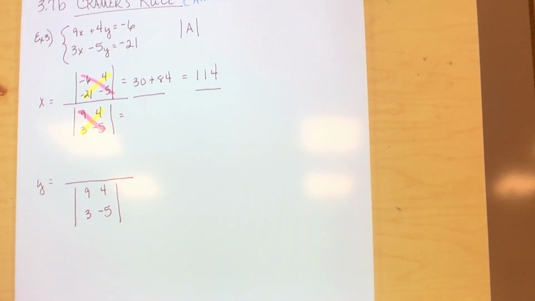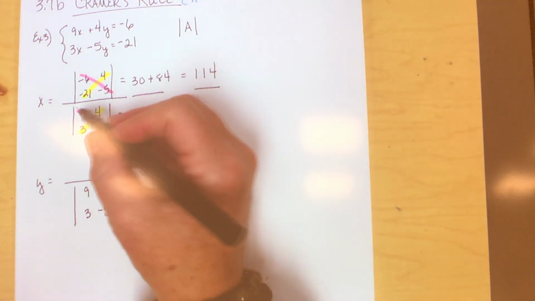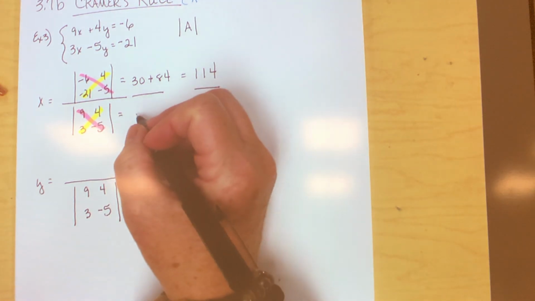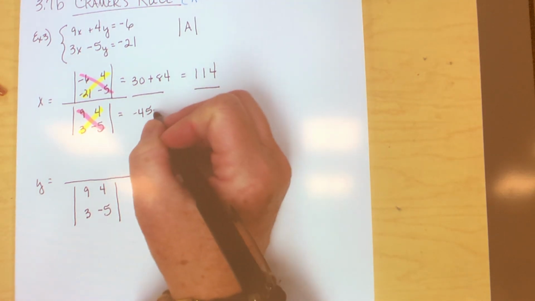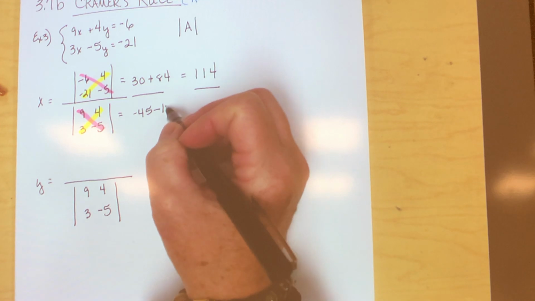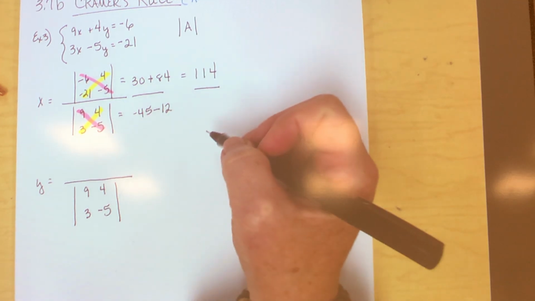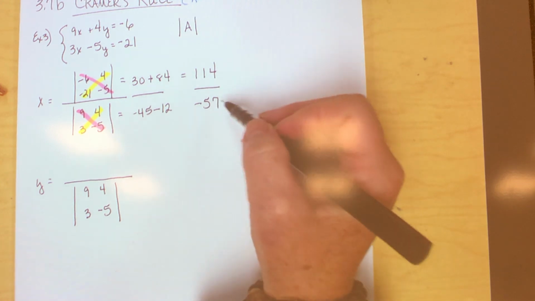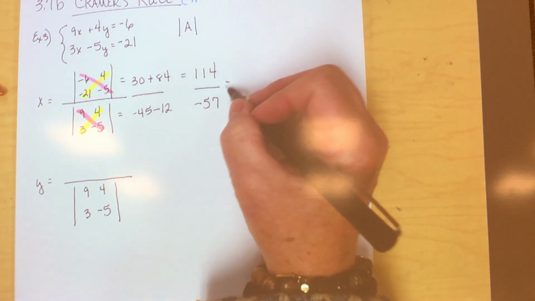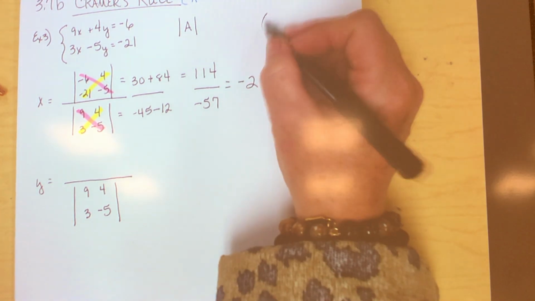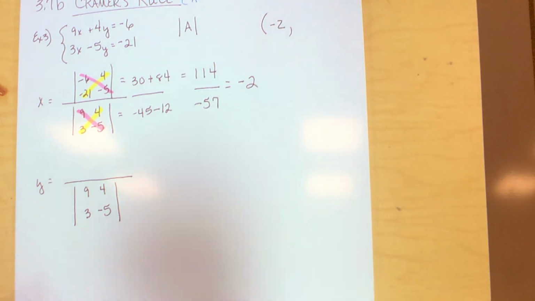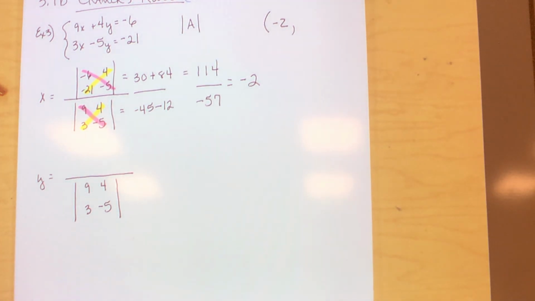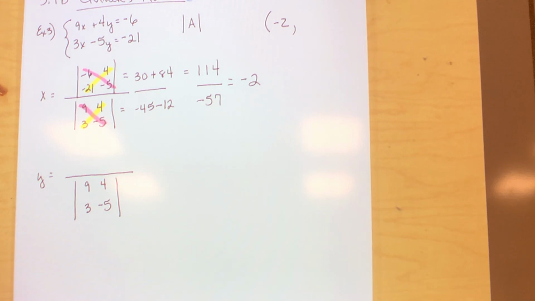Okay, you got it? All right, so you should have gotten down 9 times -5, which is -45. Minus up is 12. What's -45 and -12? -57. What is 114 divided by -57? -2. Sure. X is -2. Isn't that crazy? Isn't that cool that somebody could figure that out?